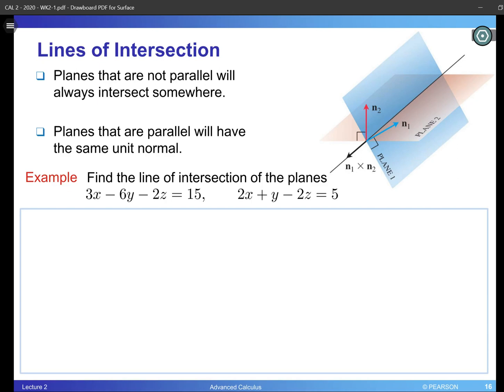The first one we are going to do here is to find the lines of intersection. What does that mean? So let's take a look here. This is what you get when two planes intersect each other.